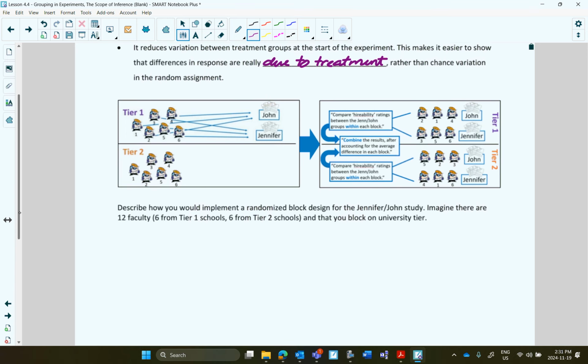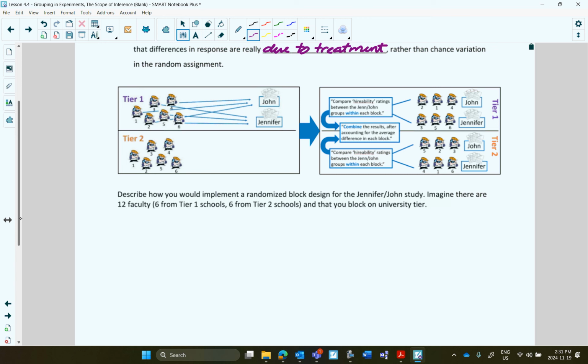So here's a visual way of how we block it, and you could be asked to describe a randomized block design, much like in the previous lesson you were asked to describe a completely randomized design of an experiment. Here we've got a slightly different example. We're not using 4 and 4, we're using 6 and 6. So you've got 6 faculty members from tier 1. 3 go to John, 3 go to Jennifer, randomly. Same thing with tier 2. 3 go to John, 3 go to Jennifer, randomly.